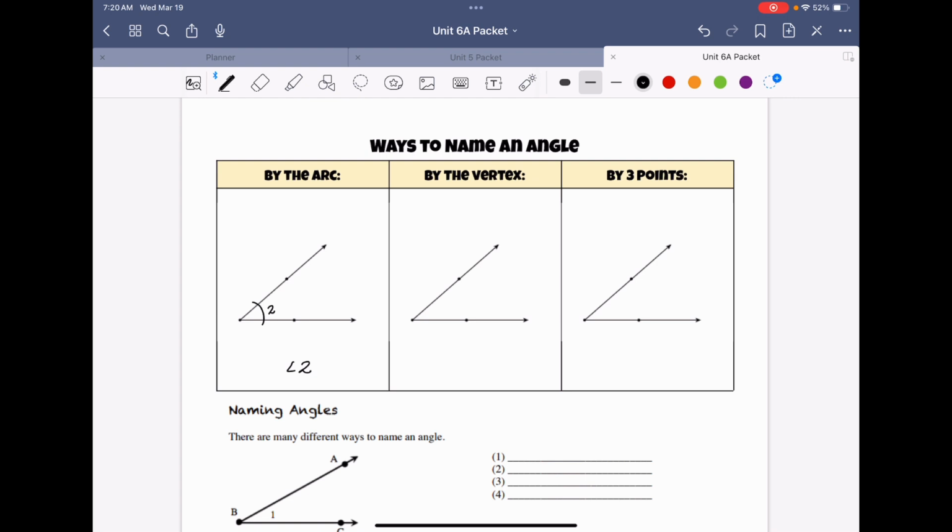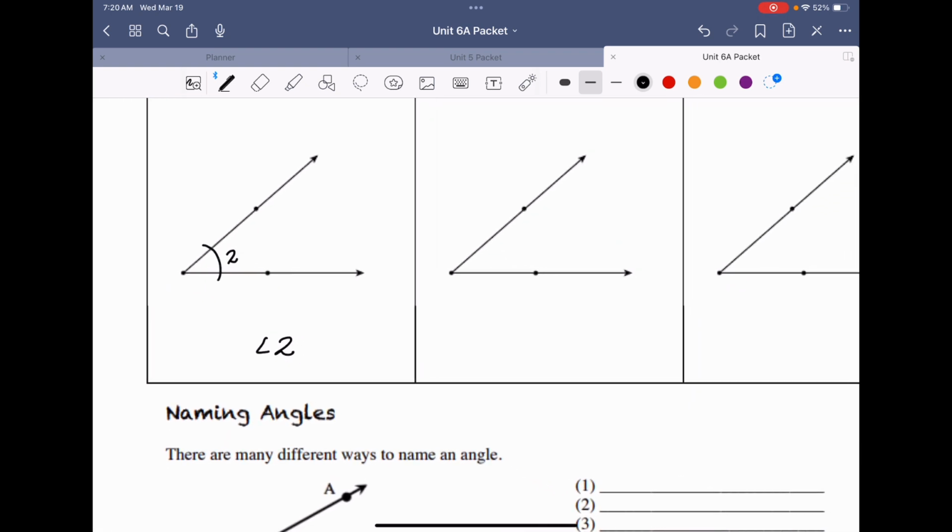We can also call it by the vertex. So we've got 3 points that are on here. Each would have a lettered name. So L, M, N, for example. And we would say this is angle M.